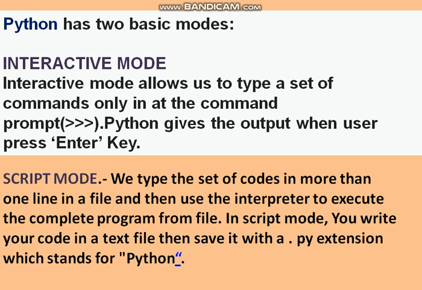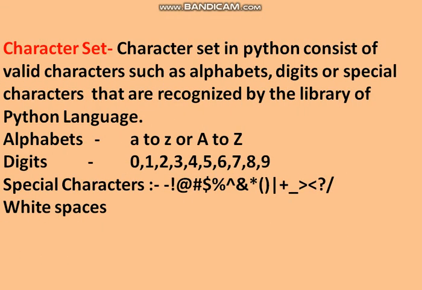Working in interactive mode is convenient for beginners and for testing small modules of code, as we can test them immediately for each line, while in script mode we can code a program with more numbers of lines and can also save, edit and reuse the code for future use. Character set. Character set in Python consists of valid characters such as alphabet, digits or special characters that are recognized by the library of Python language.